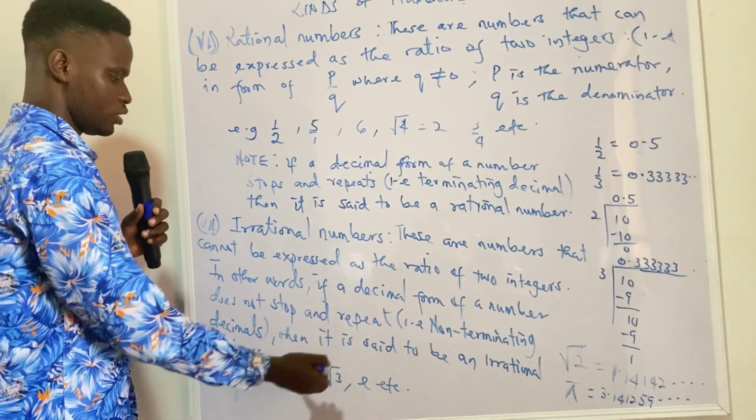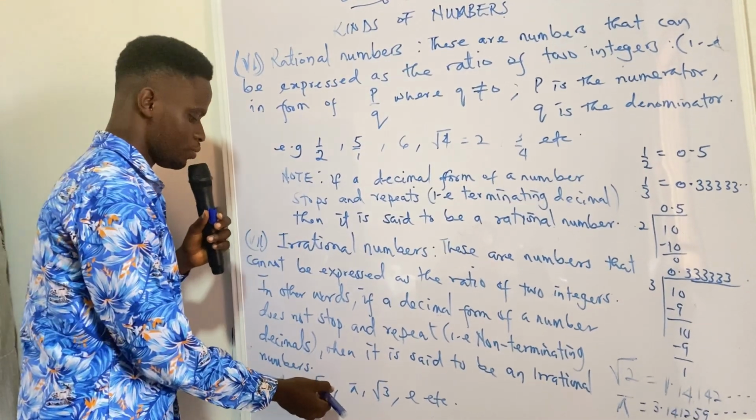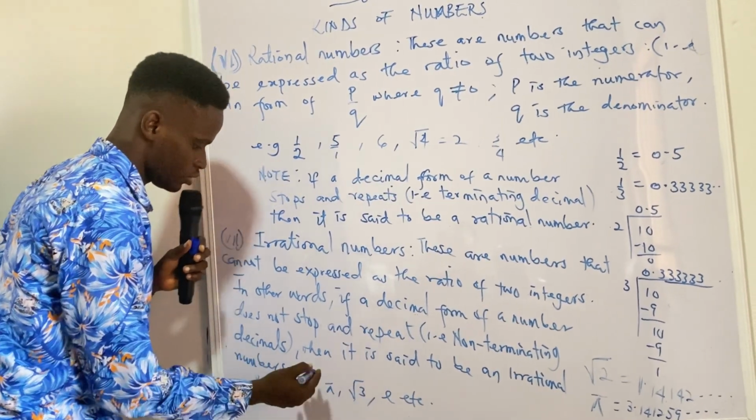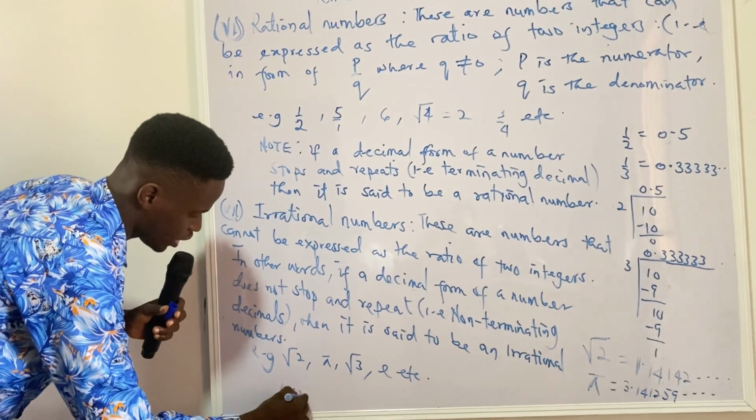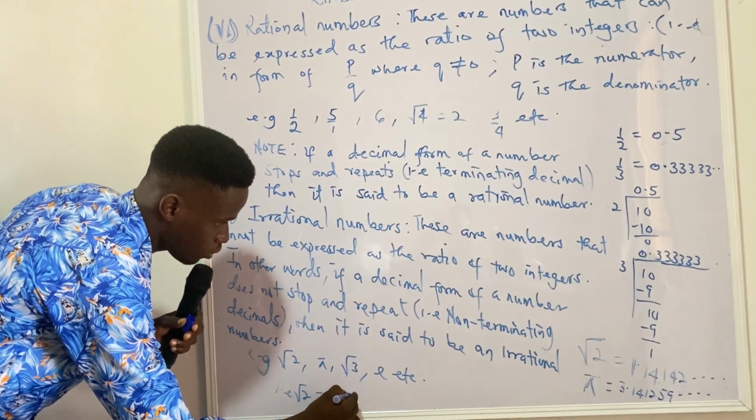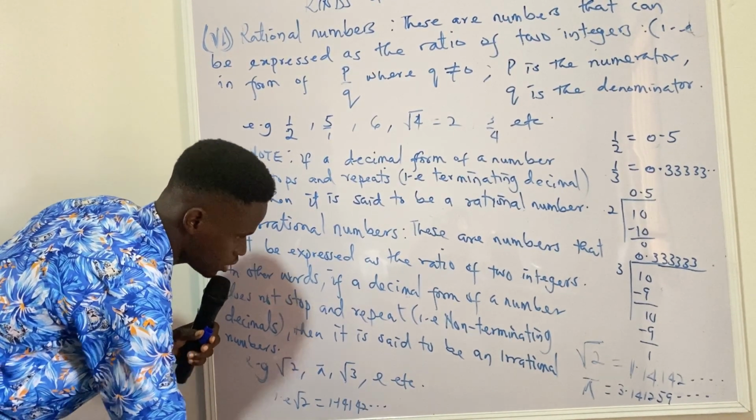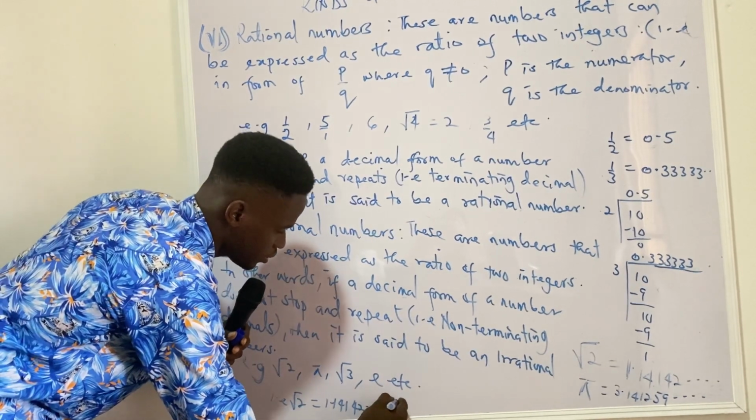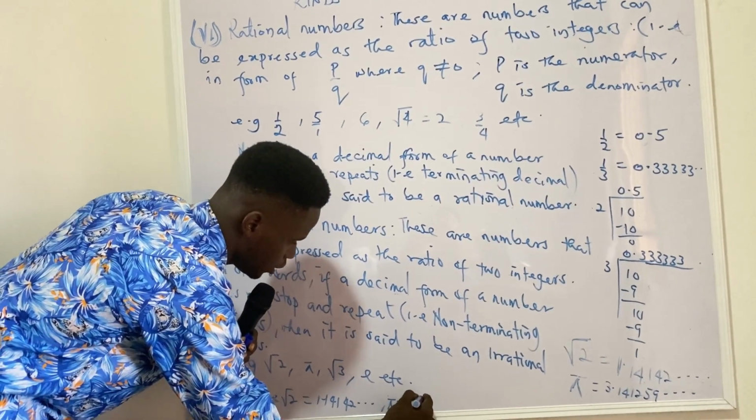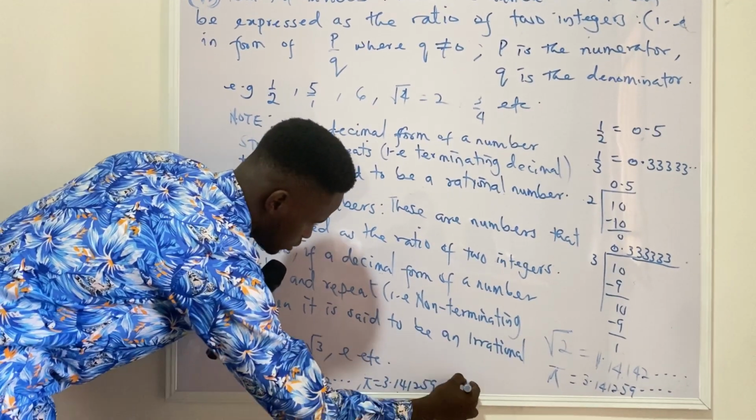So all these ones, you should know they are irrational numbers. Why? They cannot be expressed as a ratio of two integers. That is, in case of square root of 2, 1.14142 and so on like that. In case of pi, you can see 3.141259 and so on like that.